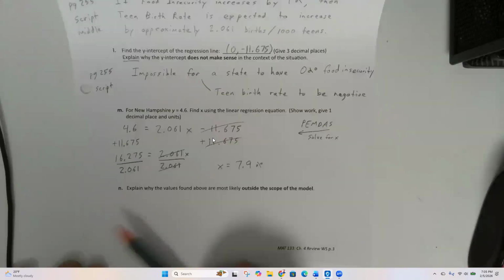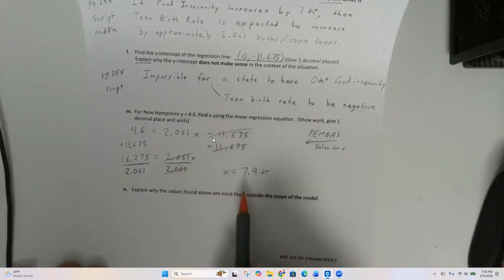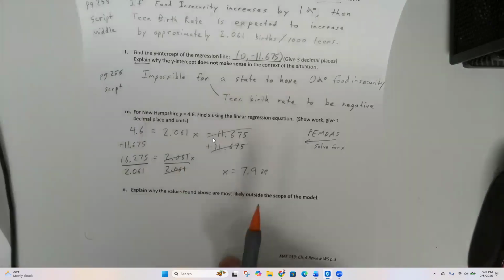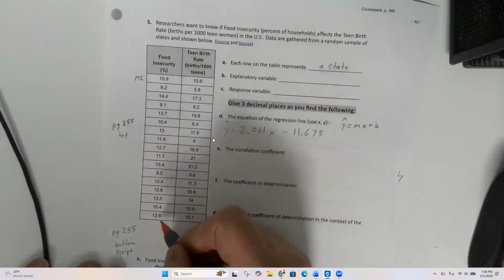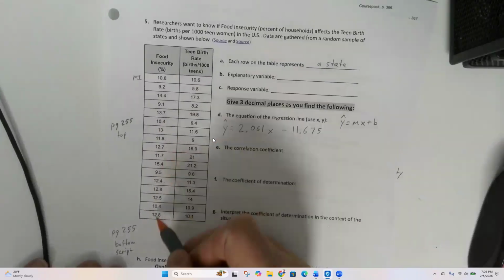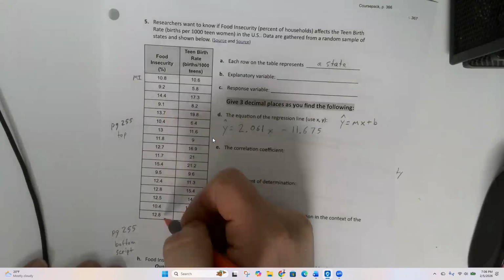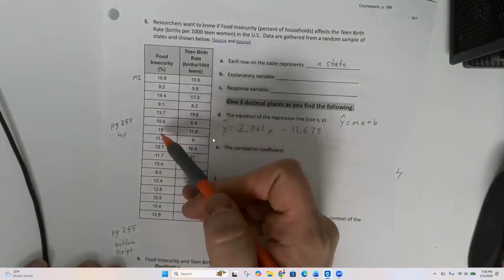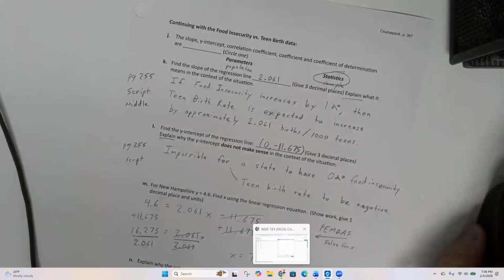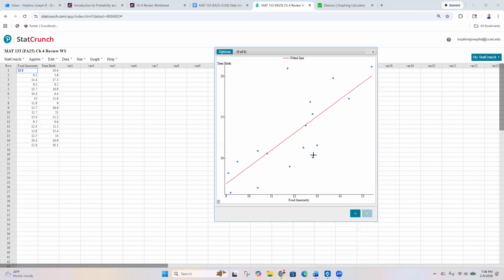So looking at our numbers, x is 7.9. Are any of these numbers here close to 7.9? I guess you could say they're close, but no, all of these numbers are bigger than 7.9. The smallest one is 9.1, right? This one's 13. So looking at our graph, all of these dots are in this range, right?